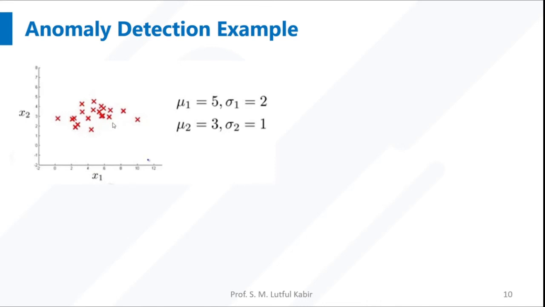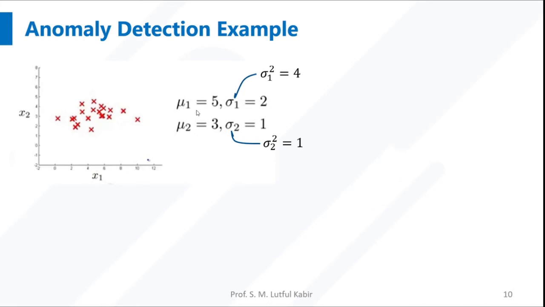For example, these are the data for x1 and x2. There are two features. One is x1, the other is x2. And let us say the data corresponding to x1 has a mean value of 5 and sigma1 equal to 2, so sigma1 square equal to 4, and sigma2 square is equal to 1.